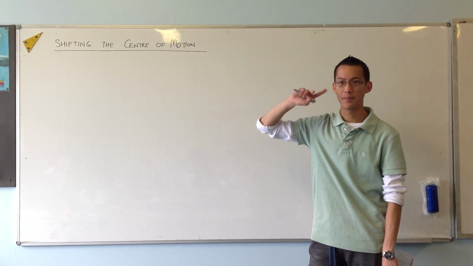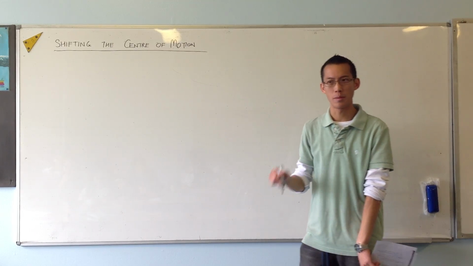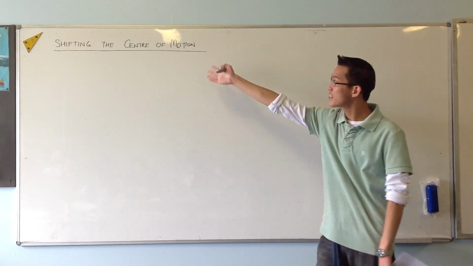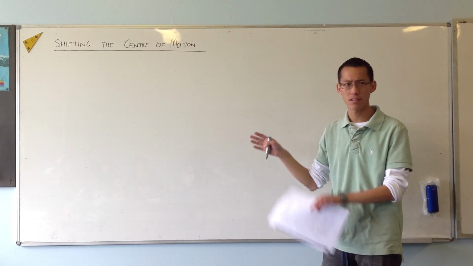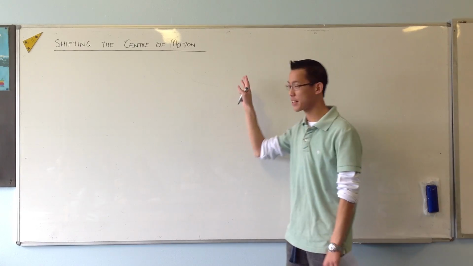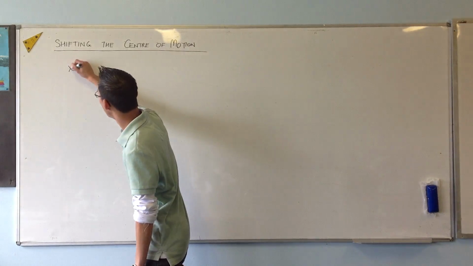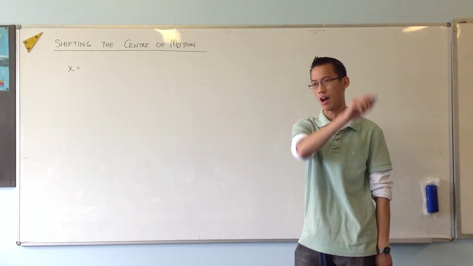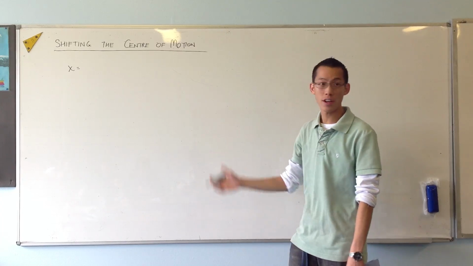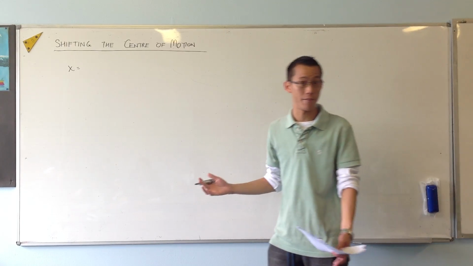Shifting center of motion. So far, all of the simple harmonic motion we've been looking at has a center of motion at the origin. Now, we've dealt with questions where it's not, but I haven't addressed it formally. So let's come back to our first idea of the displacement of some kind of particle or object. If it's going to exhibit simple harmonic motion, it must be a wave function.